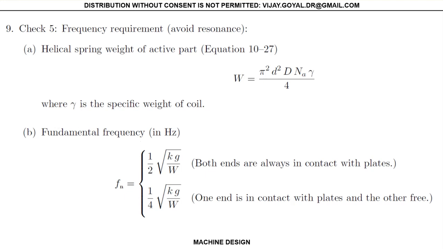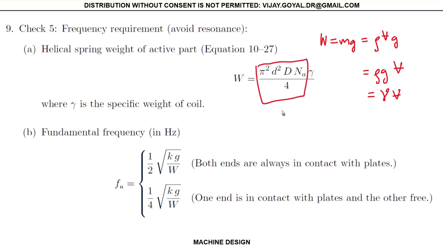One last check that you have to do for springs that you didn't have to do before is you need to check the frequency. So for the frequencies, this is the weight. Remember, the weight is mass times g, which is rho times volume times g. So rho times g times volume is nothing else than gamma times volume. This is the volume of the spring, and then this is your specific weight of the coil. And this is already given in data. You have the information from tables.